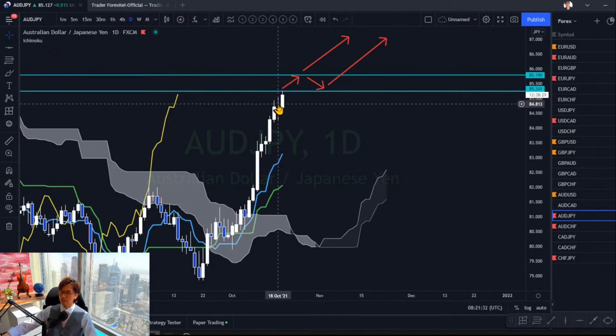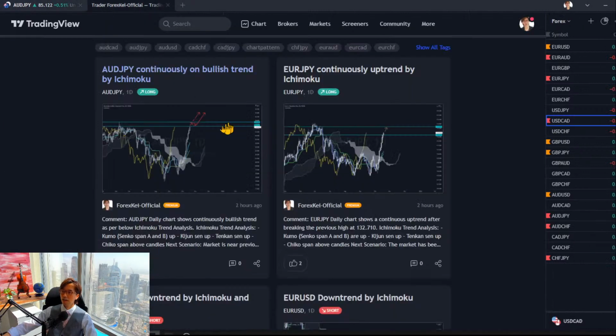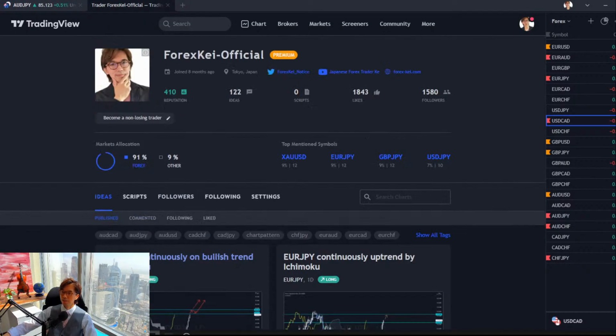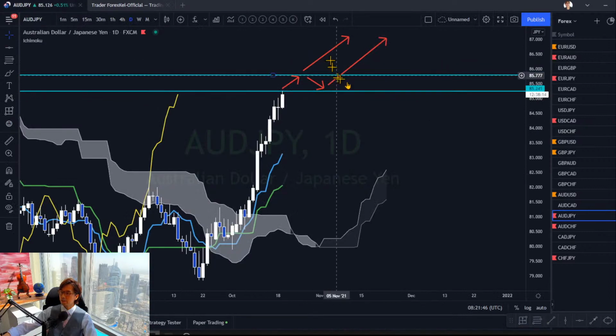So that's why I drew these arrows and pointed them out on my TradingView account, the AUD JPY analysis. But I do see that this is also uptrending. So yeah, the market will be uptrending, but it might retrace backwards, bounce off the Tenkan-sen, and go up in that direction. So I don't feel positive to buy on AUD JPY for that reason, because of this expected retracement right now.